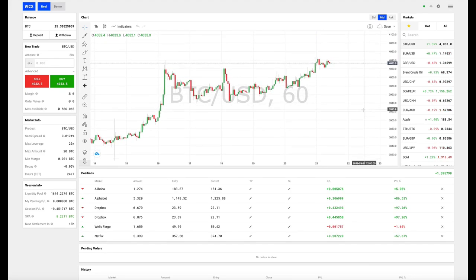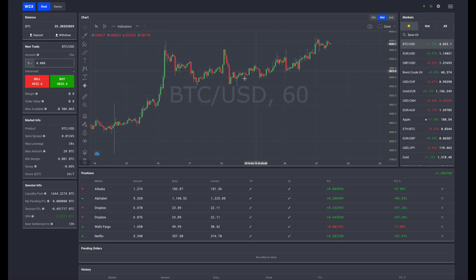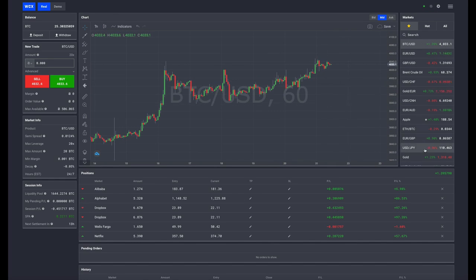Let's dive right in. This is the WCX dashboard. I'm going to select the dark theme here for this video. If you've used this before, you know that the chart is in the middle, the markets are on the right, you have your active positions that appear here, and the new trade panel, which we'll be focusing on, is what you're going to use to submit new trades.